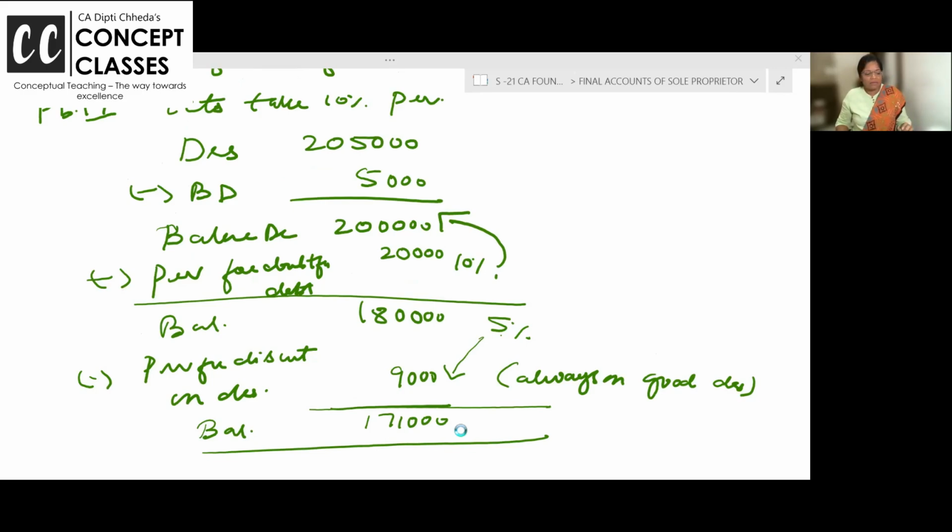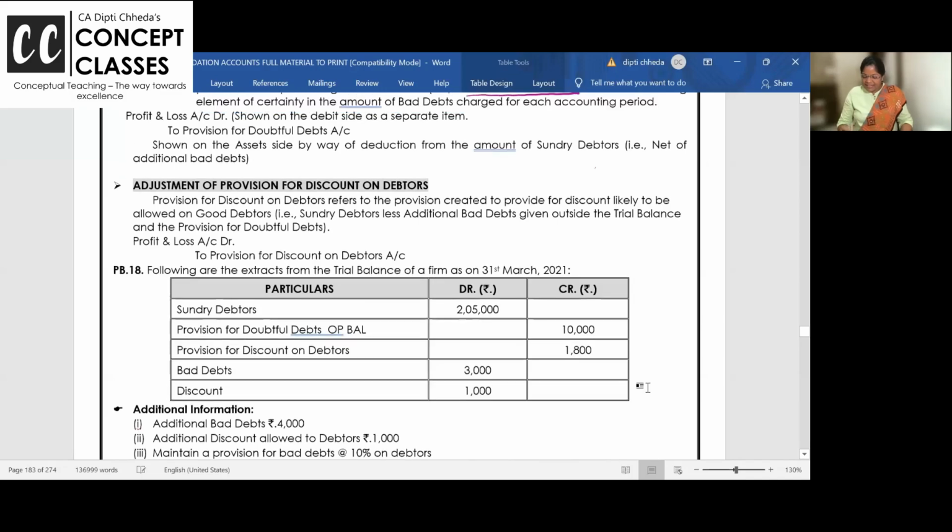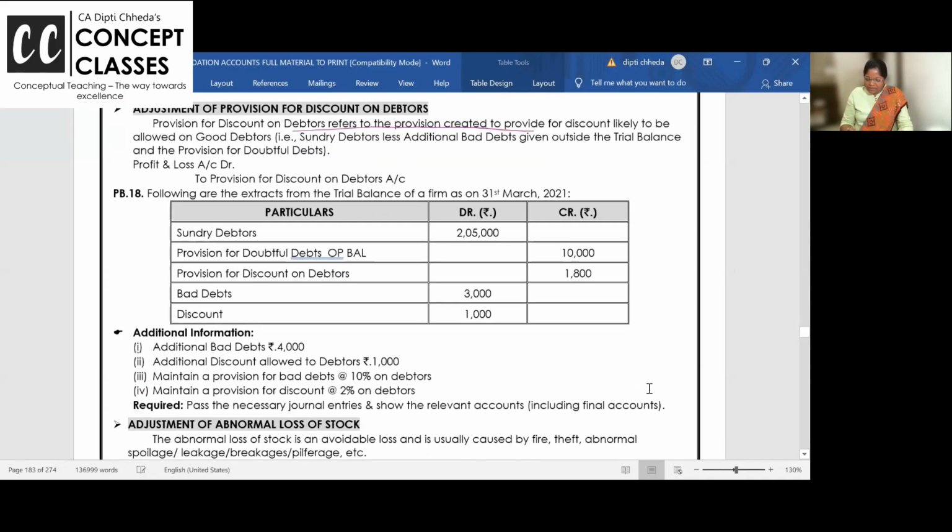Okay? Did you all understand the concept of discount on debtors? Let's do the 18th problem, and before that let us read the next theory. Discount on debtors refers to provision for discount which is likely to be created. P&L account debit to discount on debtors.